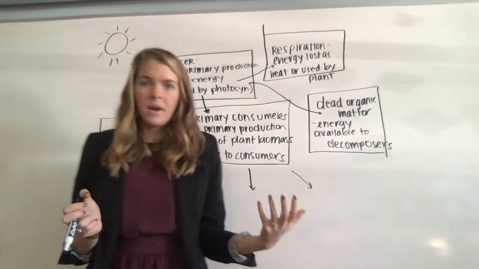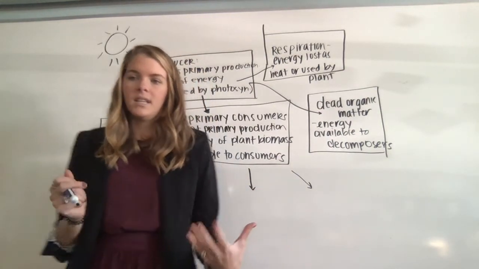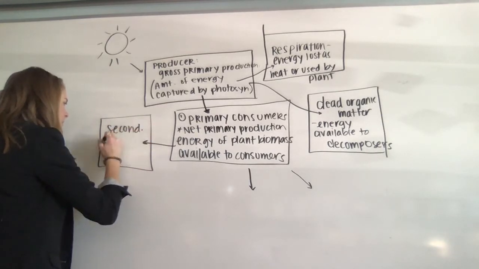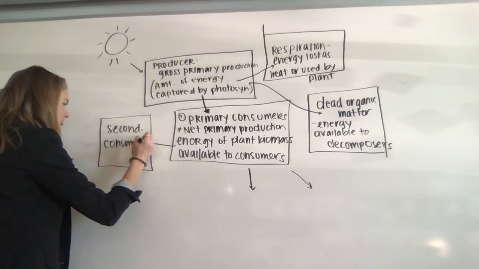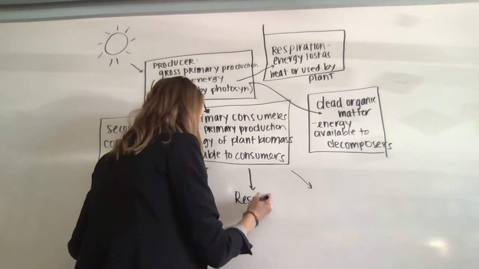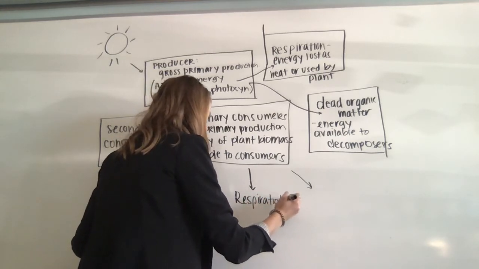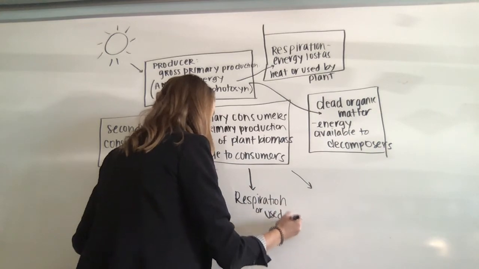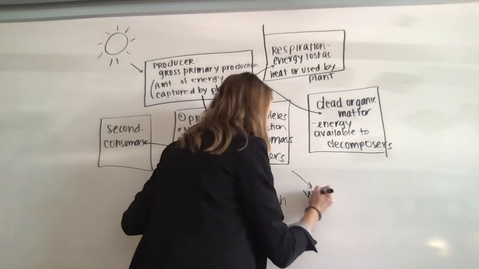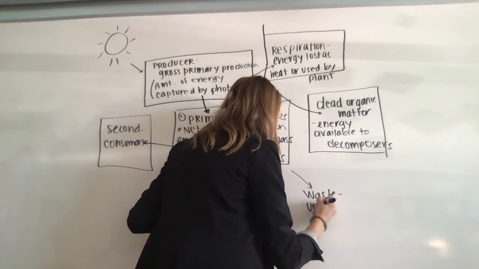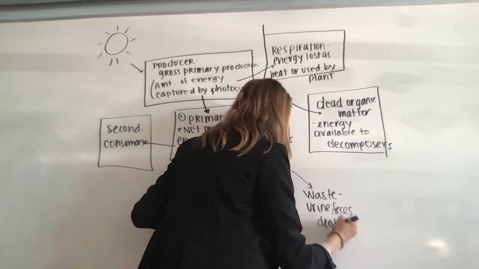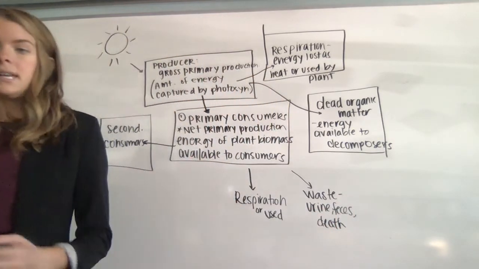And the same can happen with primary consumers. This energy can go to different places. It can be moved to the next level. It can go to secondary consumers. It can again be lost as respiration or used. So we breathe out the energy, we lose some of it. Or it can be used in waste, so urine or feces, or even death, because there's still energy stored in dead bodies.